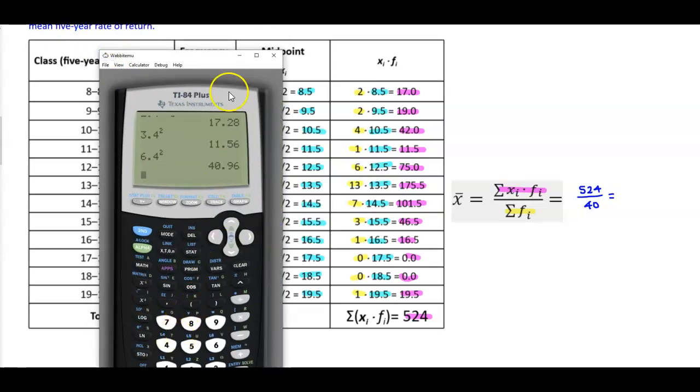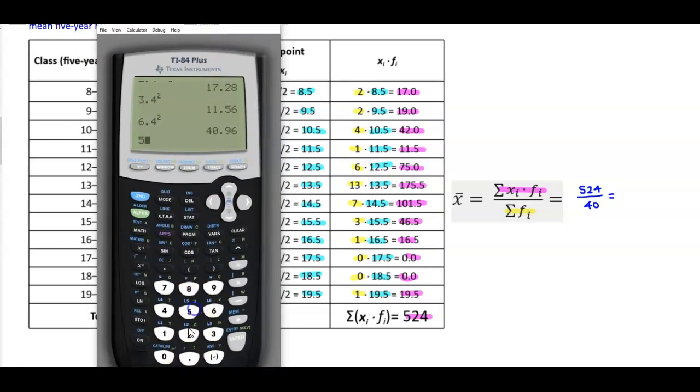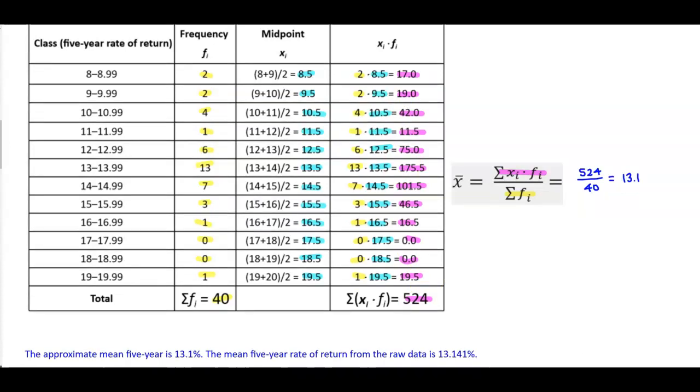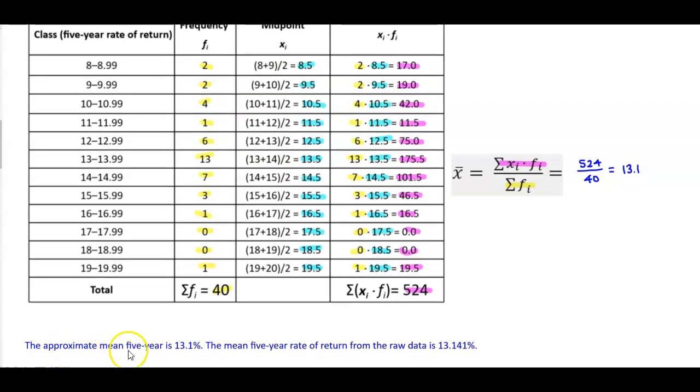Okay, so if we go ahead and do that in our calculator, we're going to take 524, and divide that by 40, which gives us 13.1. So therefore, we would say that the approximate mean 5-year rate of return is 13.1%. So the mean 5-year rate of return from the raw data is 13.141%.